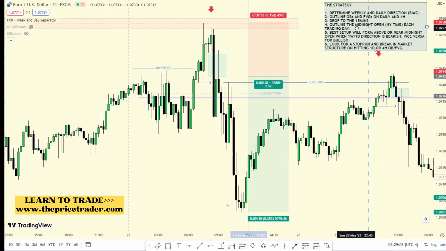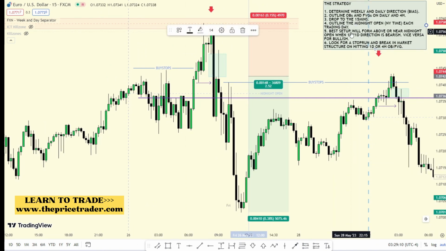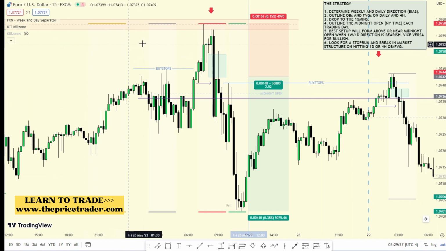So the rules are very simple. The best setup. So once you indicate the midnight open, so I've indicated here with a dotted line, we have midnight open. So it's the first candle within that midnight separation. And then what I want to do, I want to show this ICT kill zones. So this ICT kill zones basically is very specific time zones. So I've indicated from 2 a.m. to around 5 a.m., which is the London session.